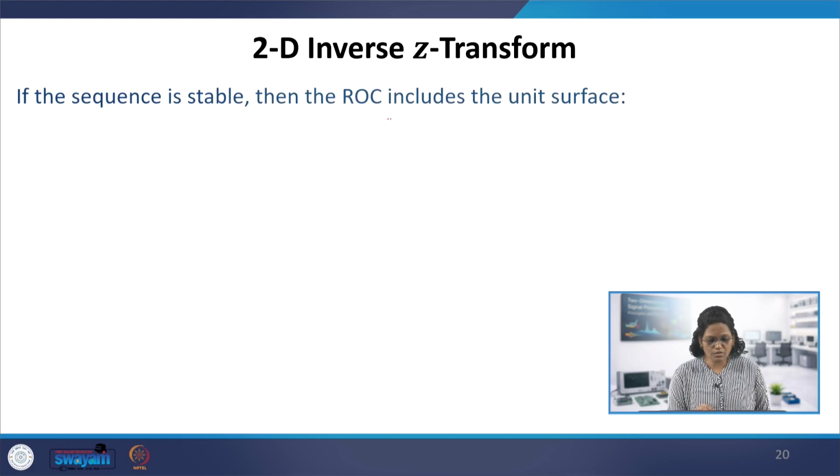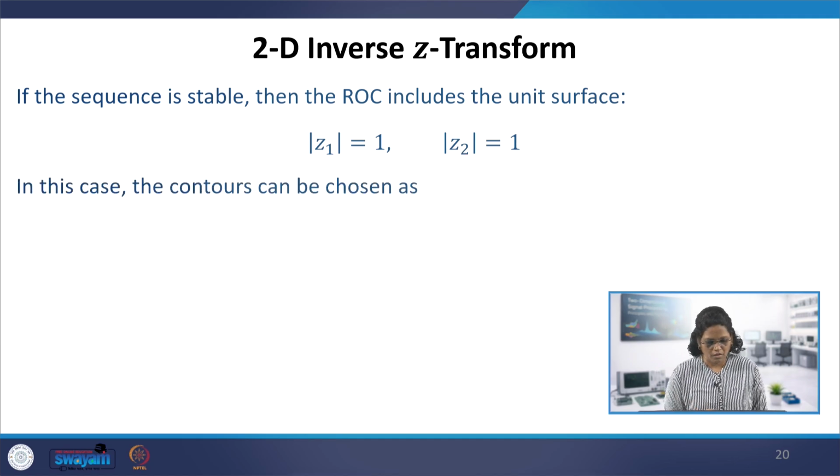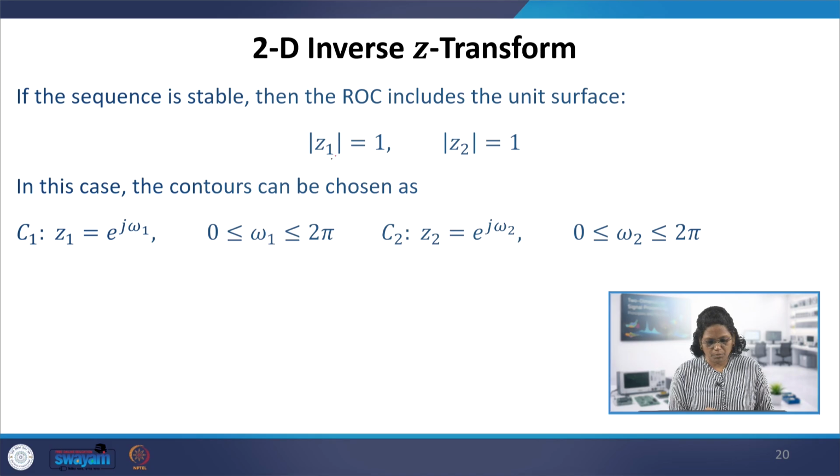For a stable sequence, the unit surface is also included, as we had seen in the properties of ROC. It includes the unit surface. The unit surface is z1 equal to 1 and z2 equal to 1. Here the magnitudes are what we see in the ROC. So suppose we choose z1 equal to e power j omega 1 and z2 equal to e power j omega 2, in the contours which go from 0 to 2 pi and 0 to 2 pi, where omega 1 and omega 2 are varying in this direction.